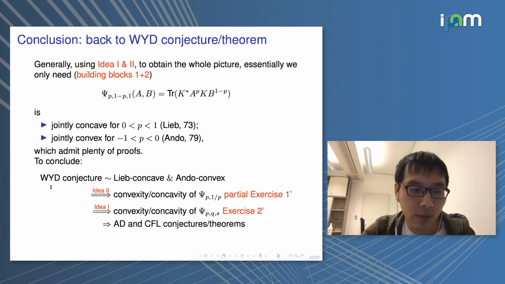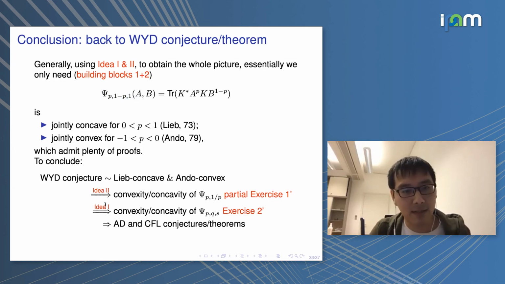So to conclude, we start from the conjecture by Wigner-Yanase-Dyson, and we have the concavity result of Lieb and the convexity result of Ando for these trace functionals appearing in this conjecture. Then using our first and second ideas and our variational method, we can solve exercises 1' and 2'. And finally, we complete the whole picture. And in particular, we resolve the conjectures by Audenaert-Datta and Carlen-Frank-Lieb. So this is the whole story.